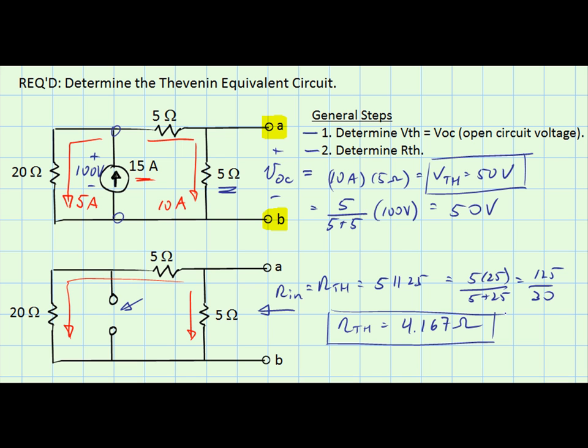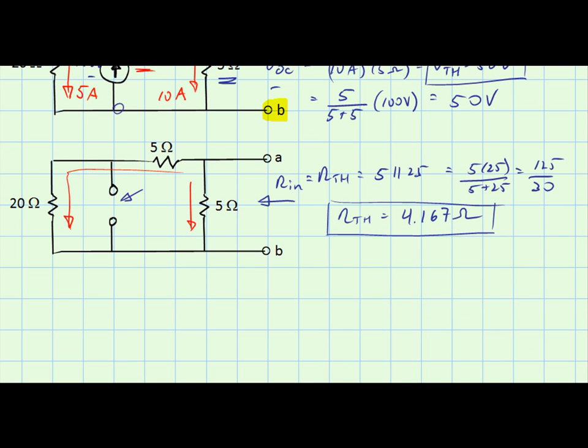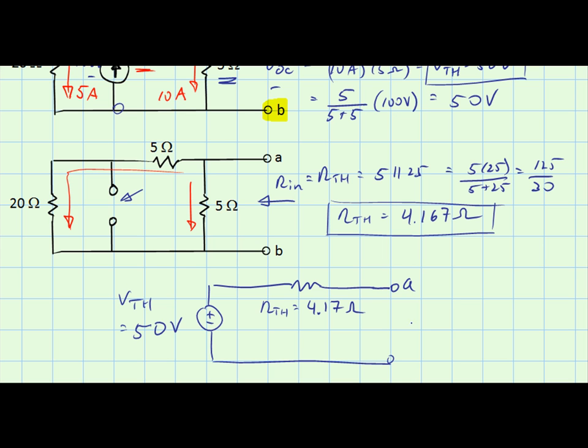Now, if we want to draw what the Thevenin equivalent circuit looks like, it is just one voltage source in series with one resistor. So the final answer, if we draw it, would look something like this. Voltage source of 50 volts, a resistor having a value of 4.17 ohms if I go to 3 significant digits, and there are our terminals A and B. And that is the final answer.